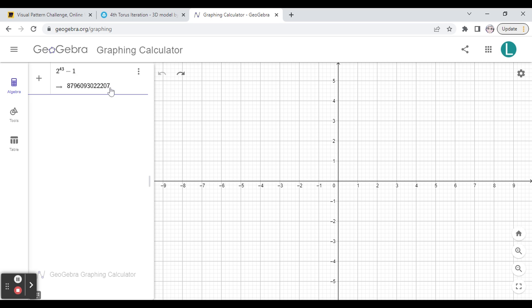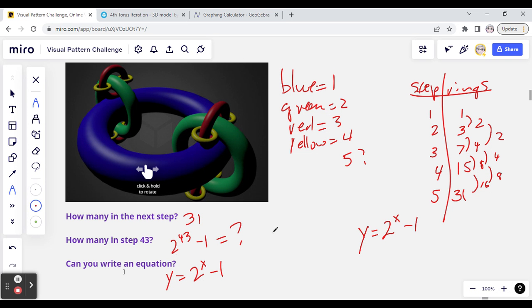So whatever this number is, let's see. There's thousands, there's millions, there's billions, there's trillions. Oh, wait, no, I did that one too many. So there's hundreds, there's thousands, there's millions, and these are billions. Gosh, it's so easy to lose count here. So it looks like 8,796,093,022,207 is how many rings we'd have total in step 43.